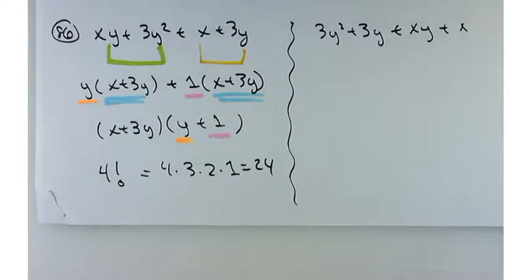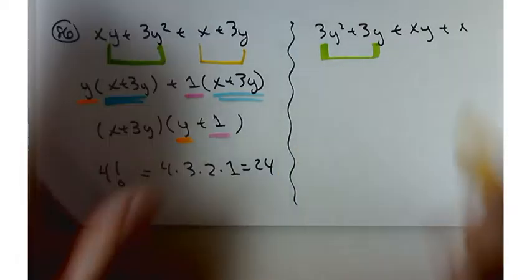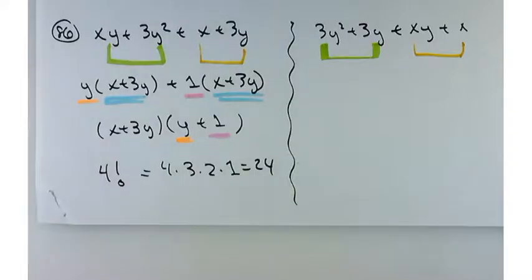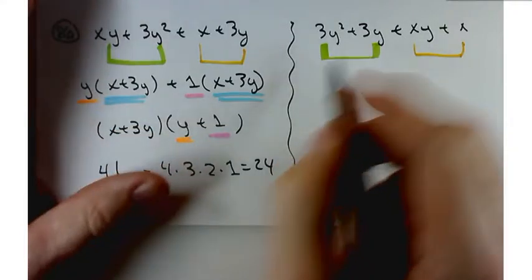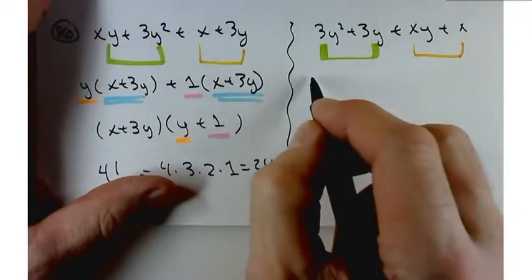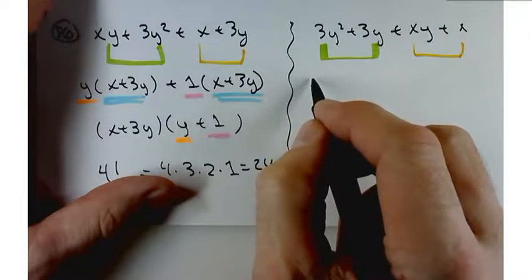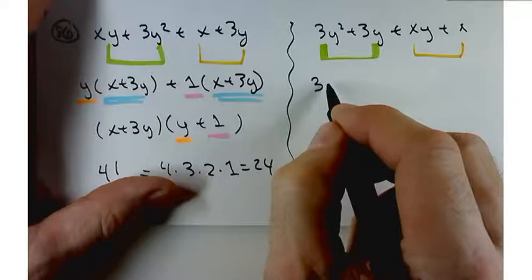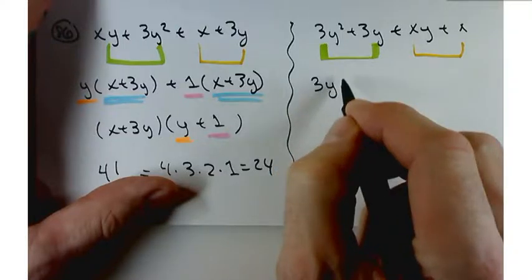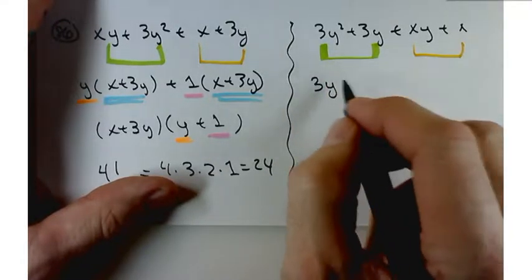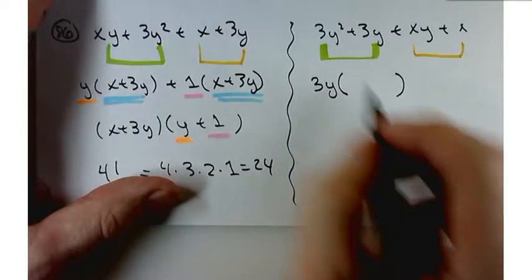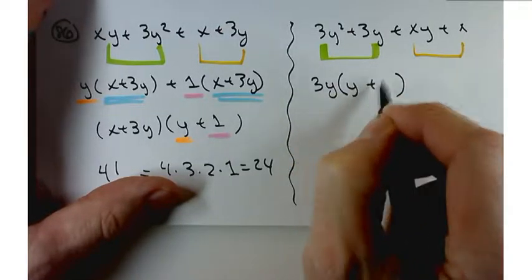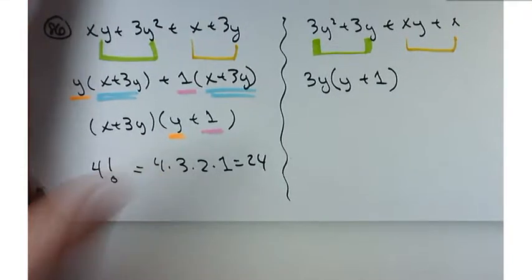So being consistent with what we've done before, I'm going to factor out the GCF from the first term and from the second term. Judy, is there anything in common to the first two? Anything else? All right, so a 3 and a y. That's going to leave behind a y plus 1. Good.